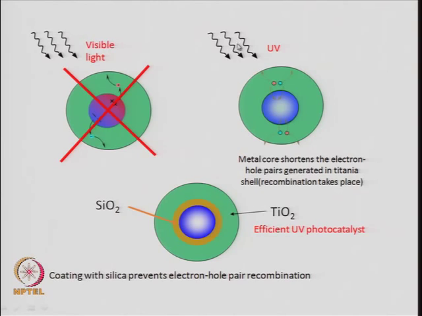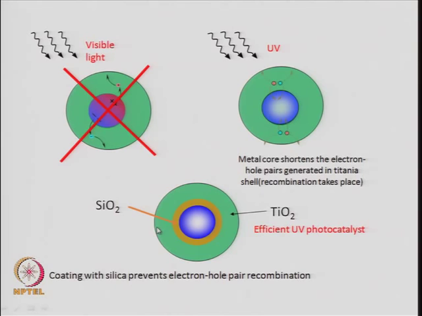However, if you shine UV light and you have the metal and you have TiO2, then you can have electrons and holes, but the metal core shorts the electron hole pairs. So, they recombine, and hence you do not get charge separation easily, and so this is not going to be a very efficient photocatalyst. Although you will generate electron and hole, the lifetime of the electron and hole will be very small, and they will quickly recombine. So, this is also not a good situation.